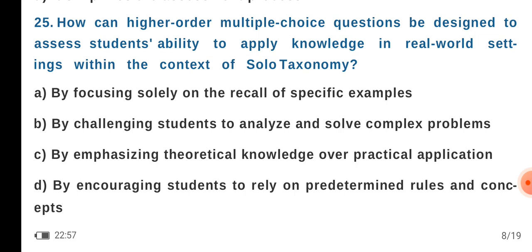The correct answer on number 25 is letter B, by challenging students to analyze and solve complex problems. Explanation: higher order multiple choice questions designed to assess students' ability to apply knowledge in real-world settings within the context of SOLO taxonomy should challenge students to analyze and solve complex problems, reflecting their capacity for practical application and critical thinking. Let's move on to number 26.